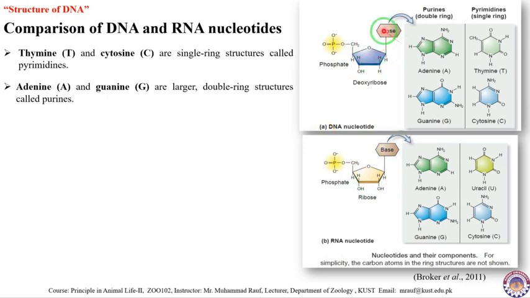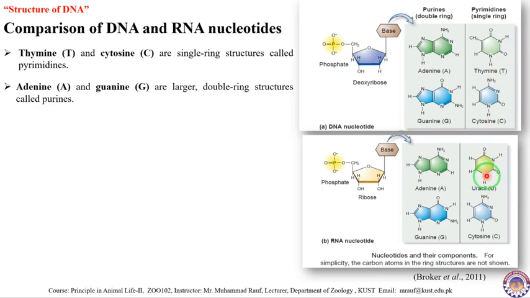The DNA nucleotide can be part of any of those four bases: adenine, thymine, guanine, and cytosine. One difference lies here: uracil is present instead of thymine in RNA. RNA lacks thymine and DNA lacks uracil. This is the first difference.